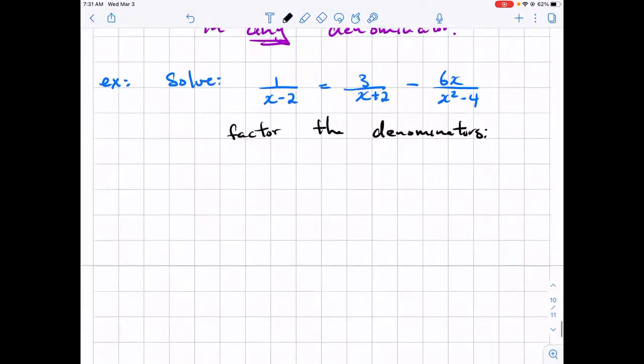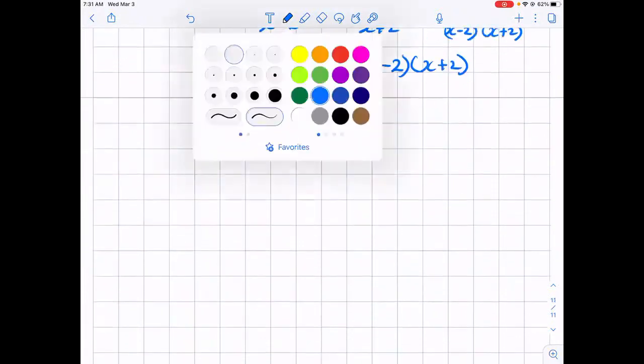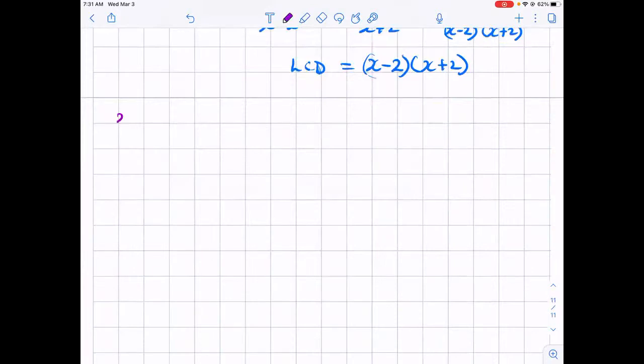Okay. And if I do this, I will have 1 over x minus 2 equals 3 over x plus 2 minus 6x over x minus 2 times x plus 2. So we see that the lowest common denominator will be x minus 2 times x plus 2. That's my lowest common denominator. I multiply each term by x minus 2 times x plus 2.